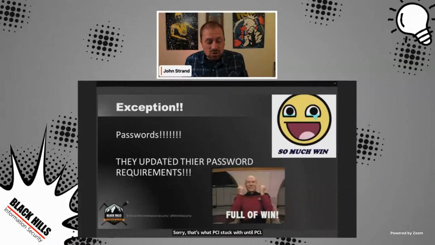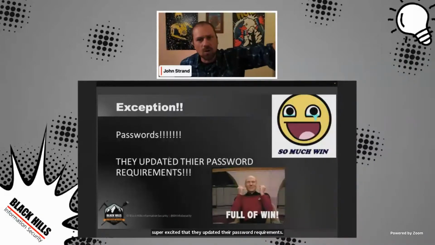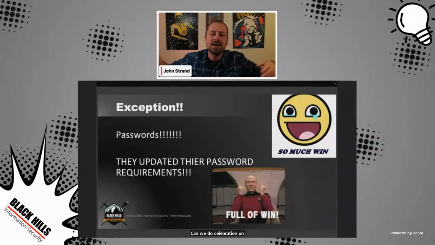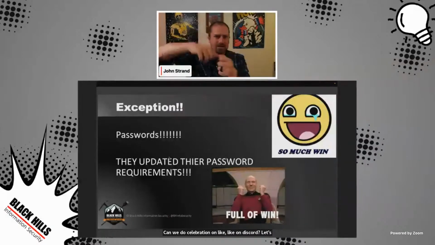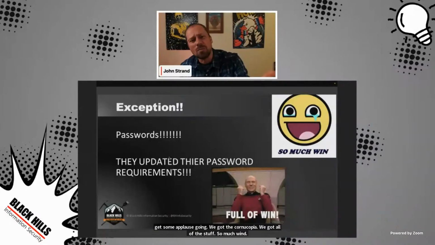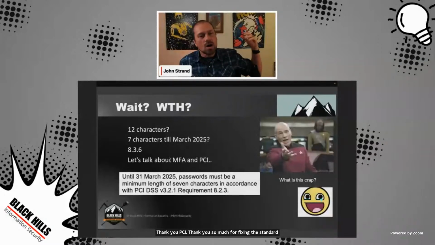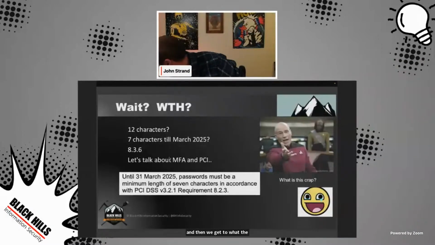So I am super excited that they updated their password requirements. Can we do a celebration on Discord? Let's pop some confetti. Let's get some applause going. We got the cornucopia. We got all of this stuff. So much win. Thank you, PCI. Thank you so much for fixing this standard. And then we get to what, God damn it. Like, just what are, oh, Jesus.